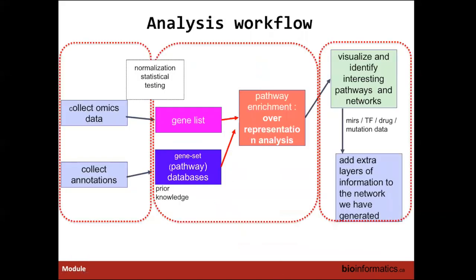This is another representation of the analysis workflow. We see the two main elements that are the gene list and the pathway. The gene list comes from the raw data that we analyzed, normalized, and then we get the gene list. So that's one element. And the other element is the prior knowledge about the function of genes that are collected and stored in different pathway databases.